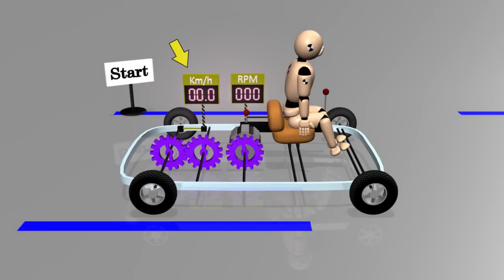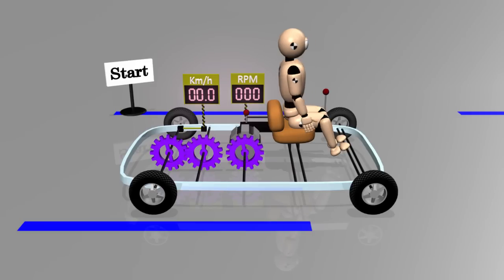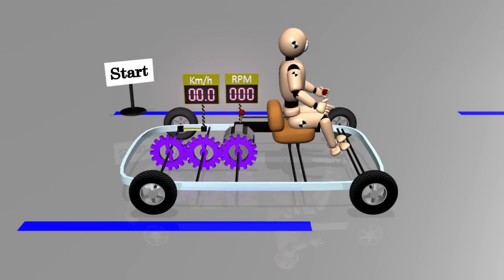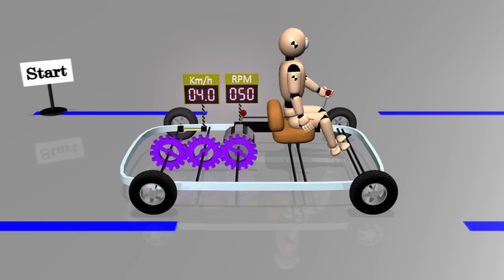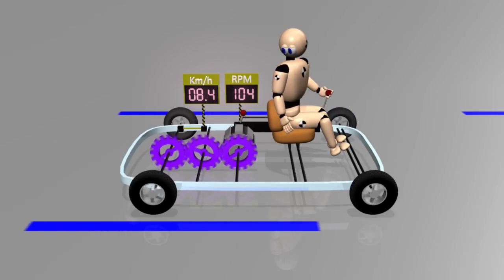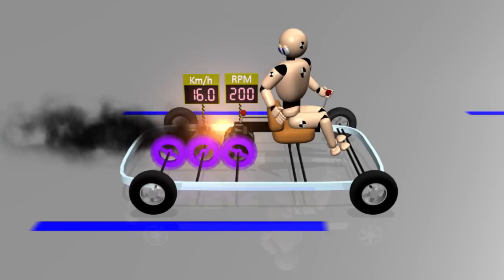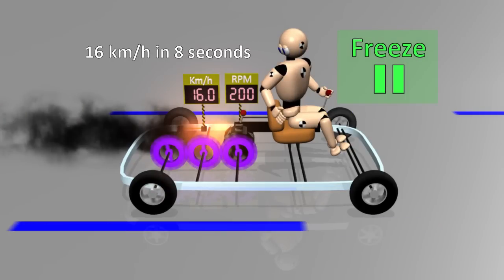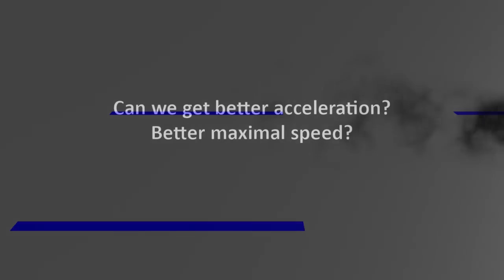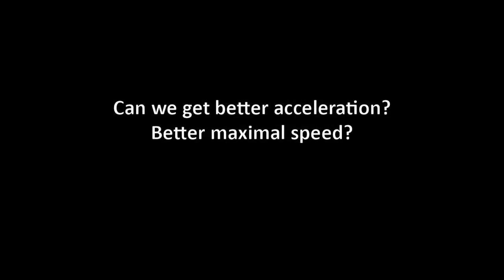Our test car has a speedometer, an RPM gauge, and an engine that explodes at 200 RPM. Let's push it to its limits. It reached the maximal speed of 16 kilometers per hour in 8 seconds. Can we get better acceleration, better maximal speed?